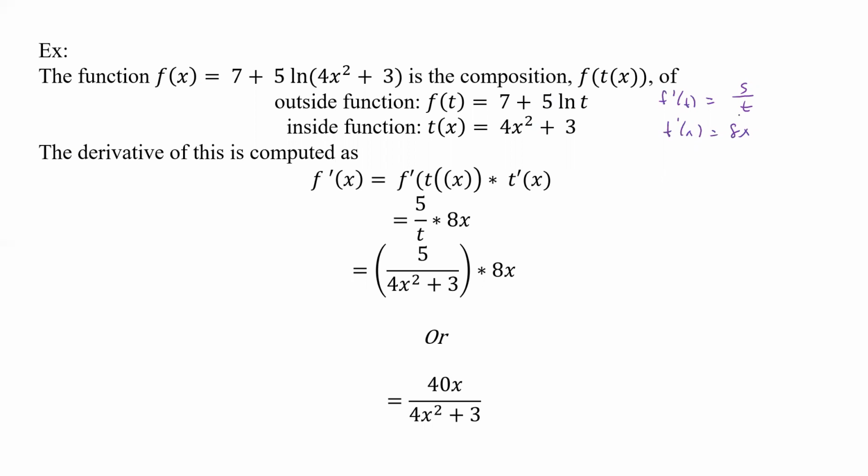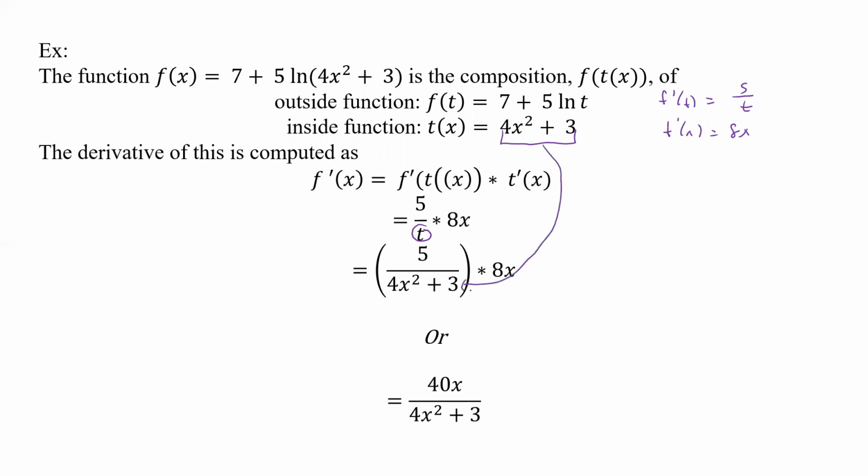So that's going to be our two derivatives. And so when we plug that in, this is what it looks like. We have 5 over t times 8x. So we're just taking that times that. But we have to plug in that t of x back into here. So we have to plug this back in place of that.